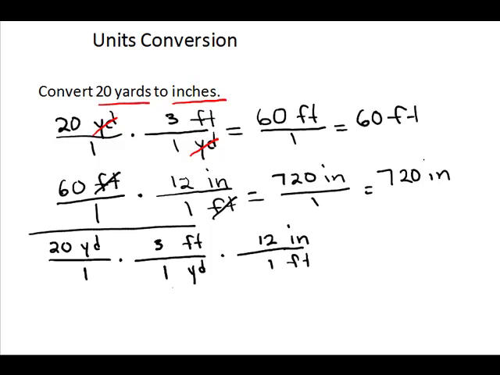So let's take care of these units first. Our yards are going out and our feet are going out, and now we're going to have it all in inches. Our rule here is multiply numerators and multiply denominators. Can actually do it in one shot. 20 times 3 is 60, times 12 is 720. That's in inches over 1, which gives us 720 inches.